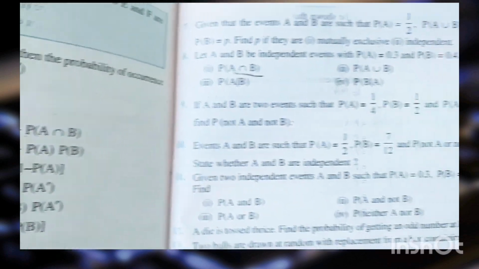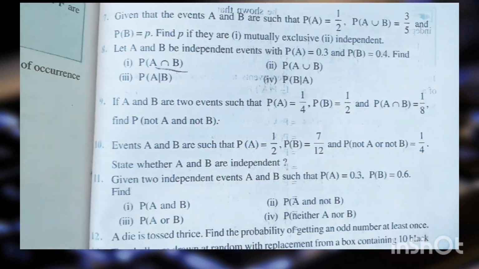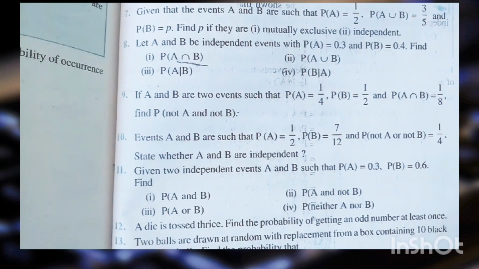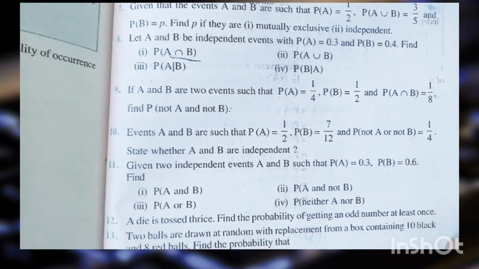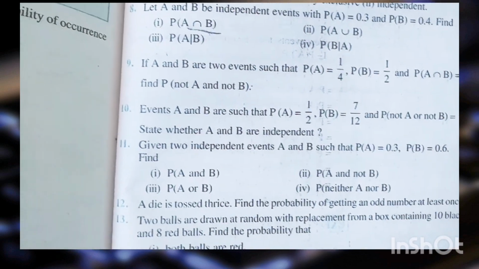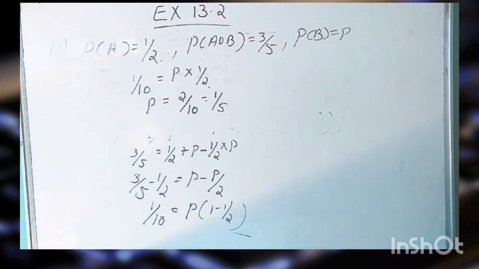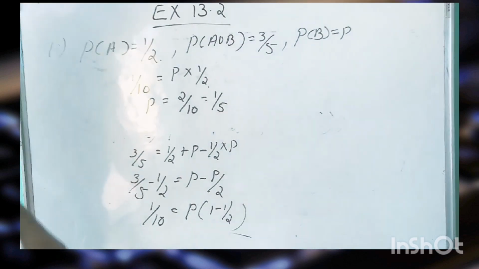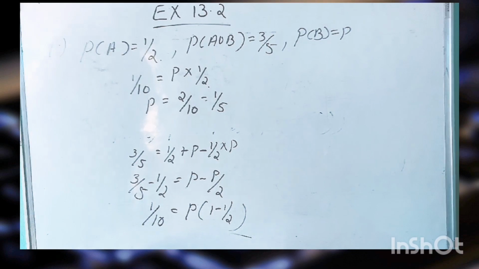Ninth question. If A and B are two events such that P of A is equal to 1 by 4, P of B is equal to 1 by 2, and P of A intersection B is equal to 1 by 8, find P of not A and not B. P of A is given, that is 1 by 4. P of B is also given, 1 by 2.